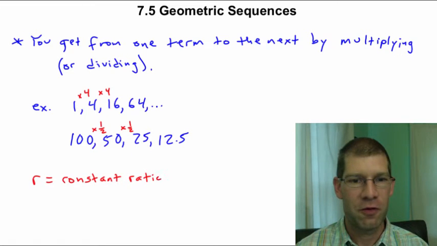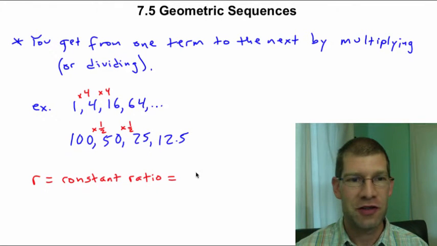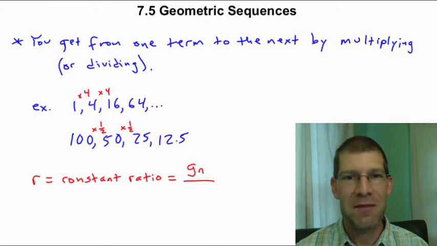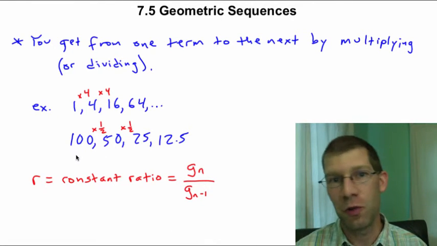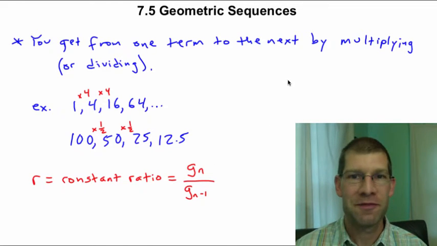And if you think of what a ratio is when you divide numbers, a constant ratio is going to be when you have some number divided by the number in front of it. So take any number in the sequence, divide it by the number in front. So 50 divided by 100 gives you 1/2, what you're multiplying by. 25 divided by 50 gives you 1/2, what you're multiplying by. 16 divided by 4 gives you 4, what you multiplied by. So that's going to be your constant ratio, and that'll be for all geometric sequences.